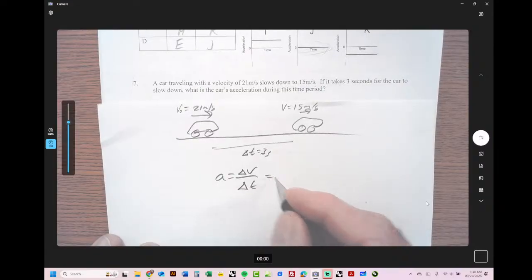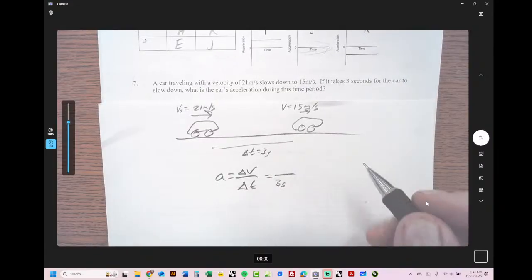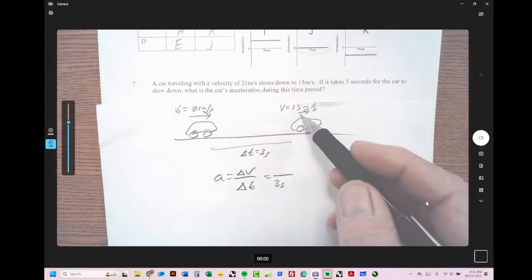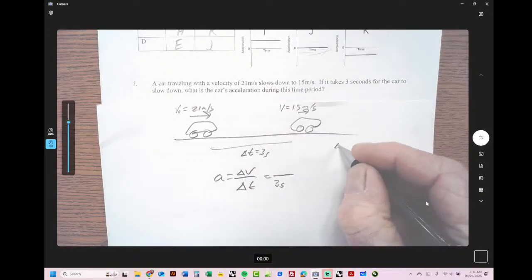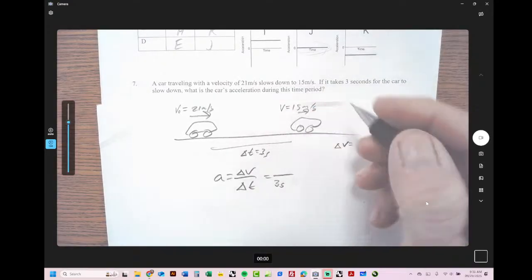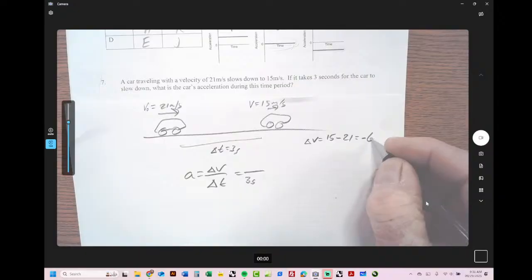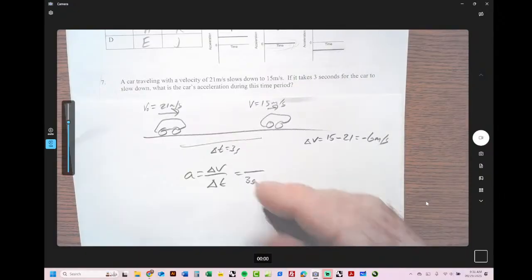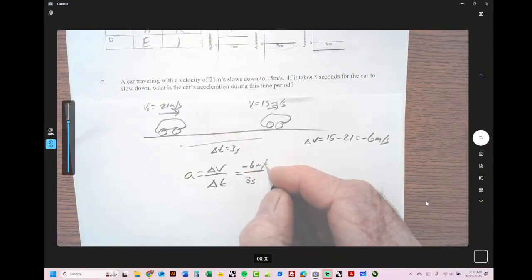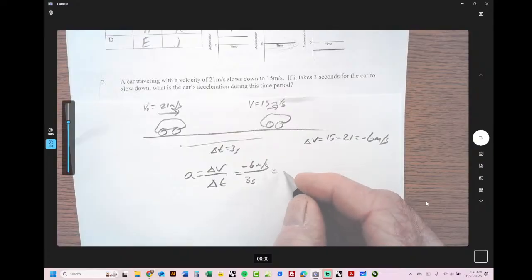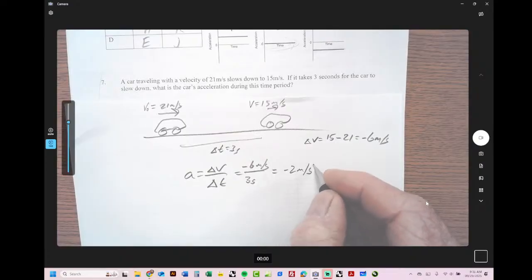And I've got the change in time. That's 3 seconds. I don't have change in velocity, but it's easy enough to get. Change in velocity is just the final velocity, 15, minus the initial velocity, 21. So that's -6 meters per second. -6 meters per second divided by 3 seconds is -2 meters per second squared.